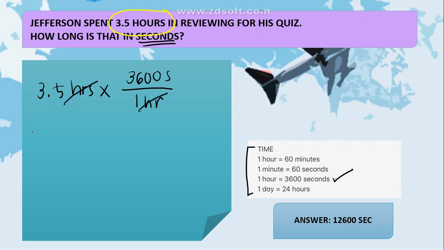All you have to do is multiply 3.5 multiplied by 3,600. You will get the answer 12,600 seconds.